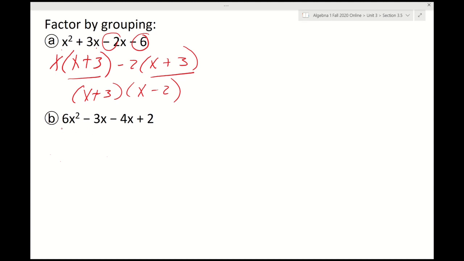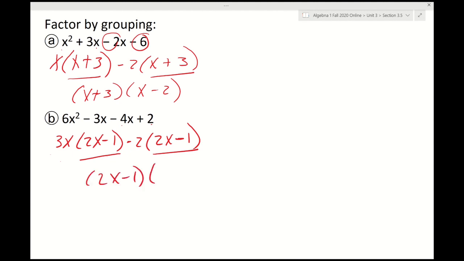If we do the same thing with this one, we can see that we have a 3x for the first two terms, leaving us a 2x minus 1. For the second, if we take out a -2 from these, that would leave us with a 2x. And remember, a negative and a positive will give us a negative. So we now have a common factor of 2x minus 1, and we're left with a 3x and a minus 2.